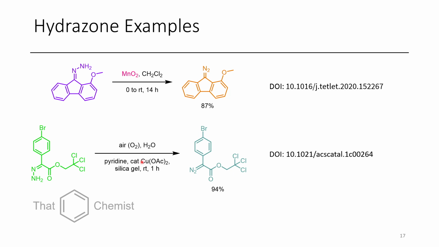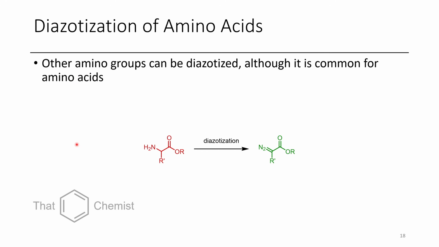So in this next example, we can see the example I was talking about using copper and oxygen just from the air. They also use silica gel, pyridine, and water to accomplish this transformation. But you can see that this trichloroethyl group was well tolerated under these conditions, affording the diazo in 94% yield, which is quite good. So the next method I'm going to talk about is the diazotization of amino groups.